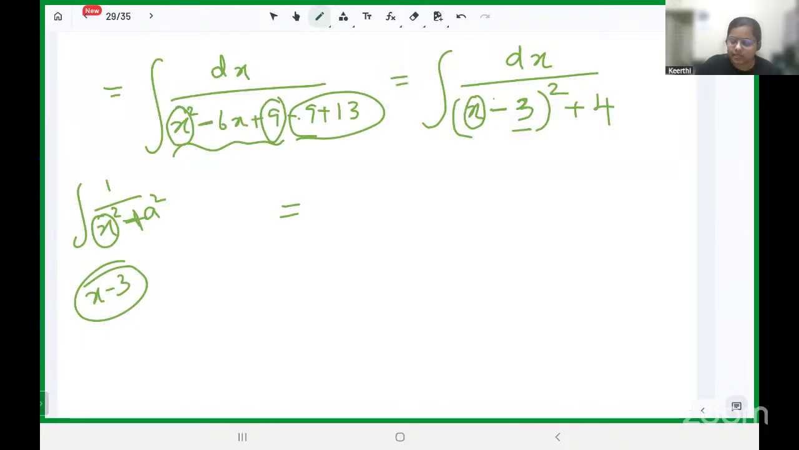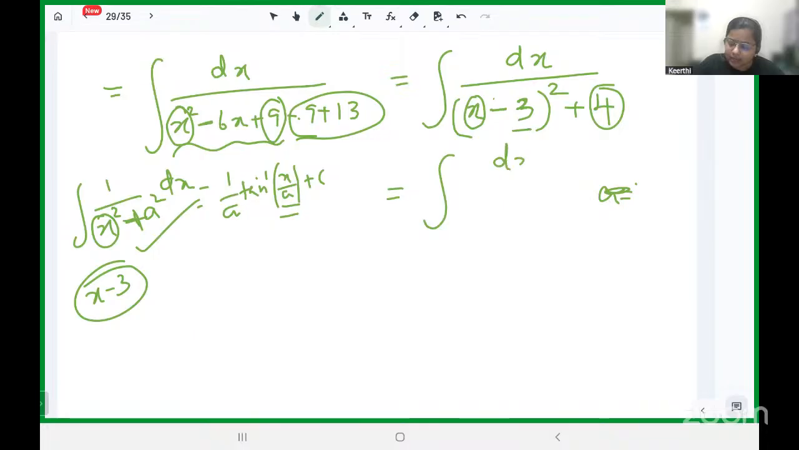Okay, so integral dx by x minus 3 the whole square plus 4, we can apply the result of x square plus a square dx. What is it? 1 by a tan inverse of x by a plus c. Here in the place of a, it is 2 because you can write this 4 as 2 square, isn't it? Integral dx by x minus 3 the whole square plus 2 square. So a is equal to 2 and here x is x minus 3.